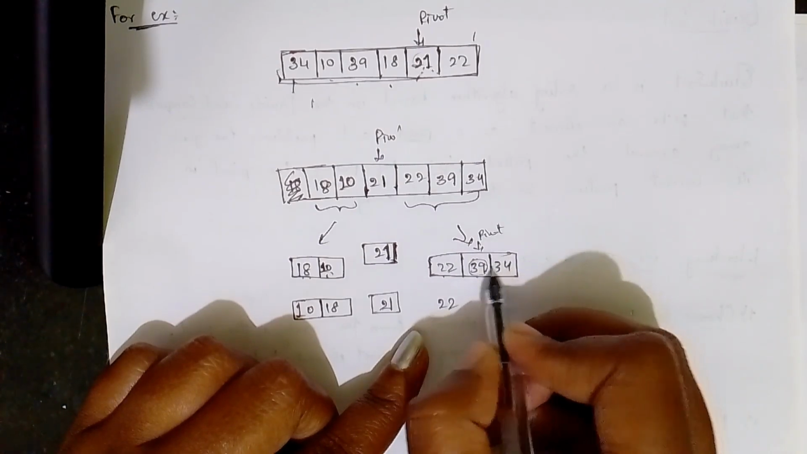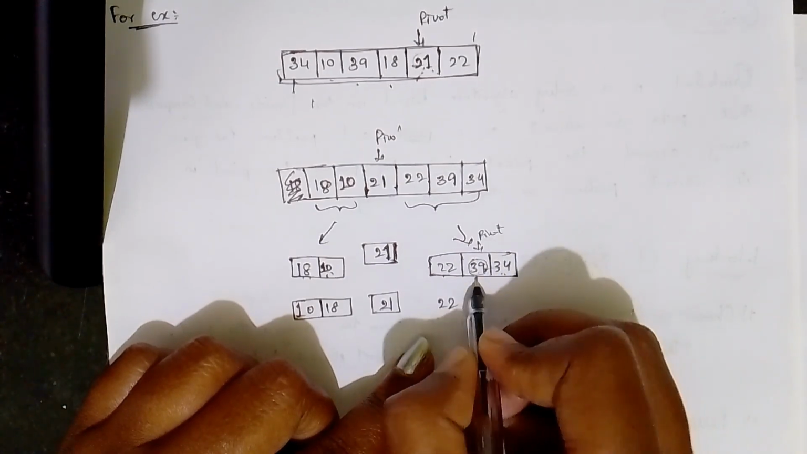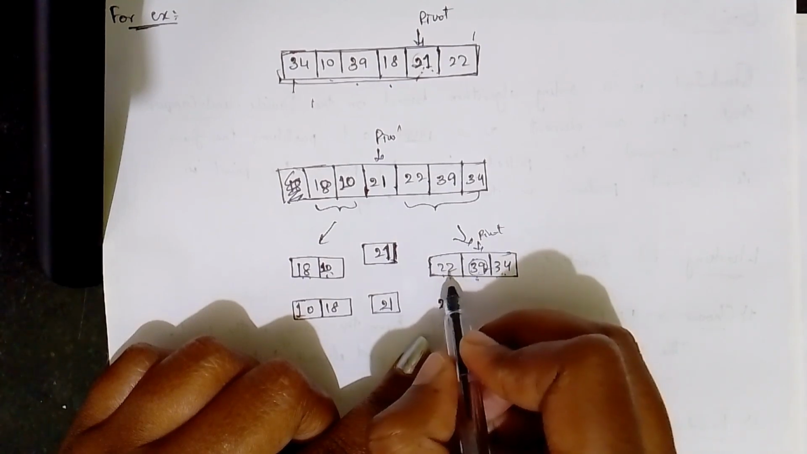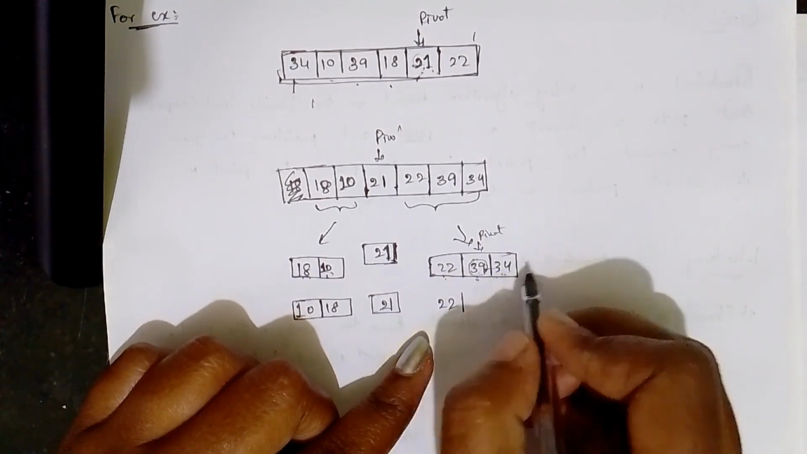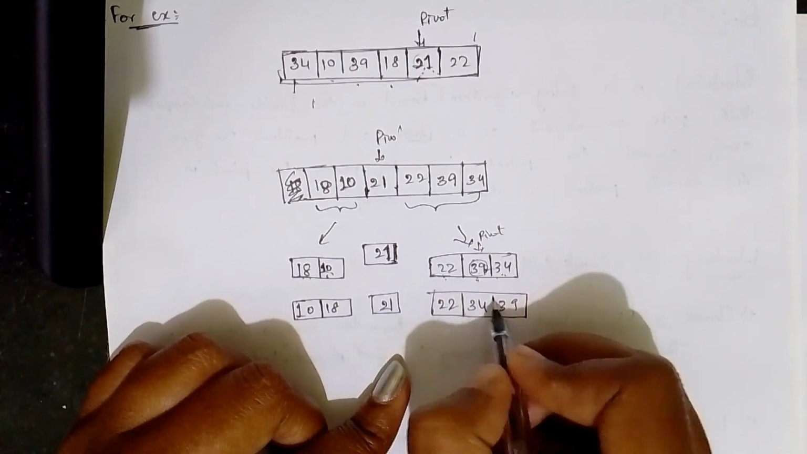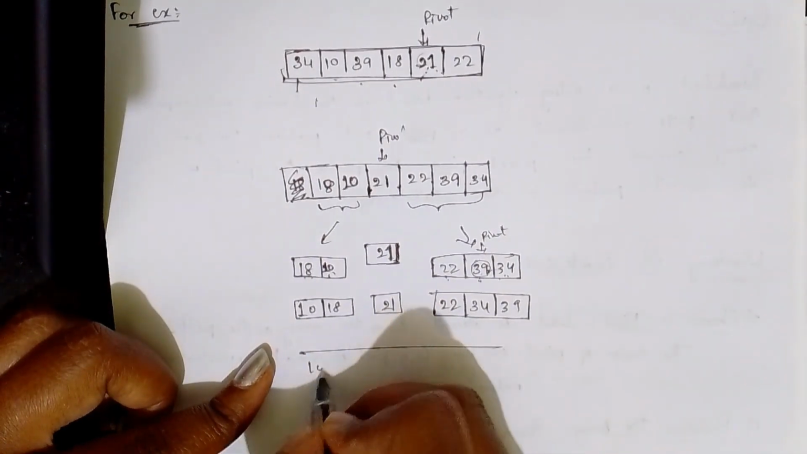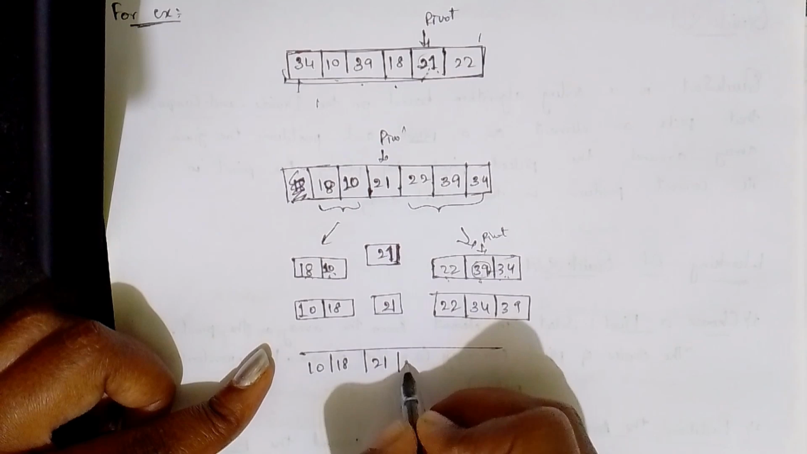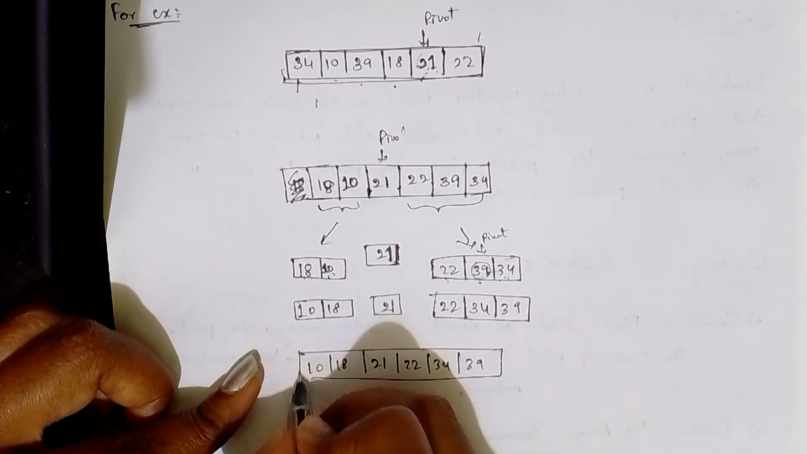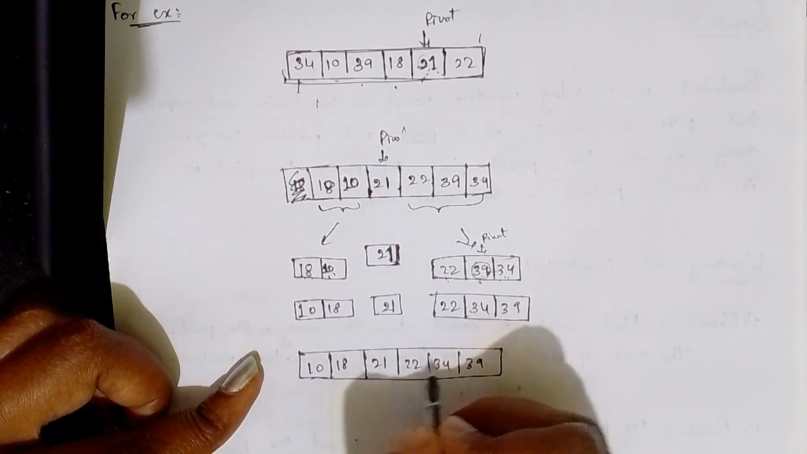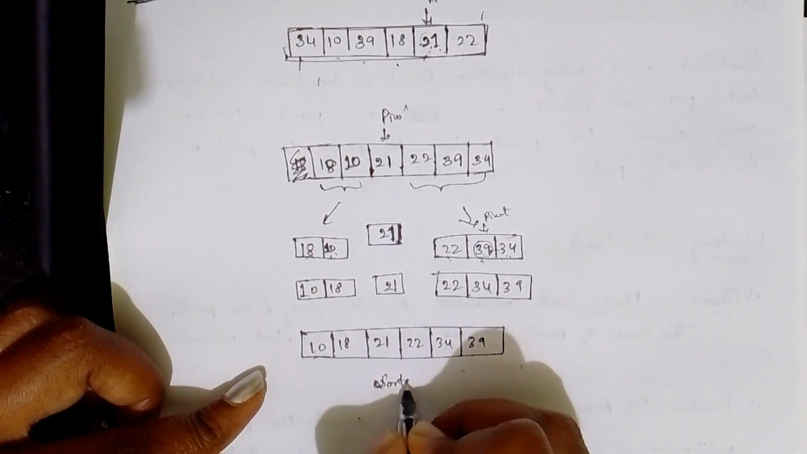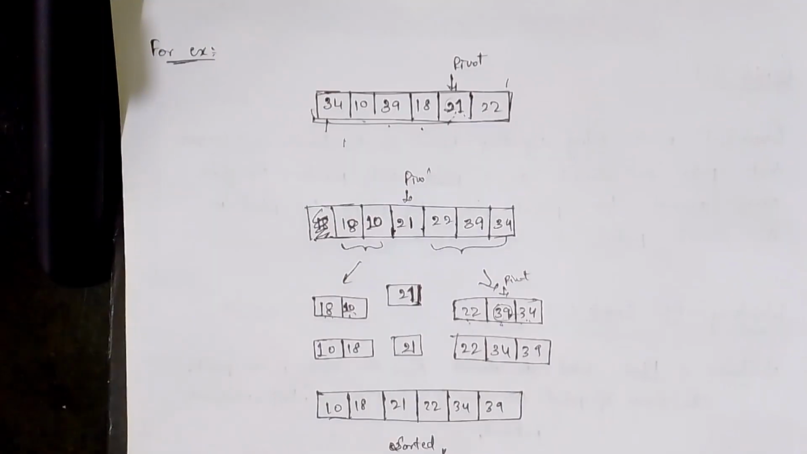If we compare these two elements, 34 is smaller than 39, so it will come before 39, after 22. So we have to arrange 39. Now it is sorted. Now you can write it in order: 21, 22, 34 and 39. Now you can see that it is in ascending order. Now it is sorted. This is how quick sort works.